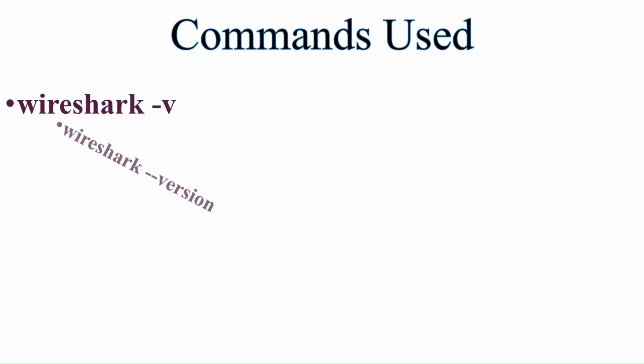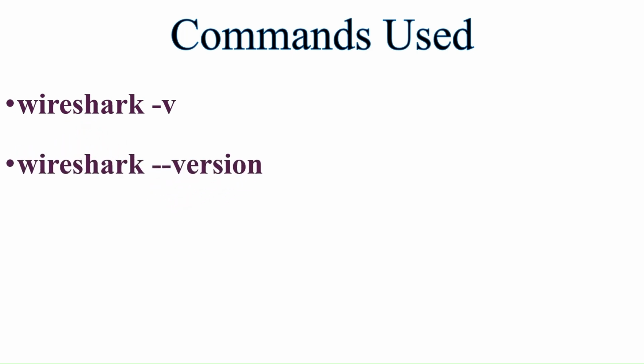So there you have it. 5 easy ways to check the version of Wireshark on Linux. Whether you prefer the terminal or the graphical interface, there's an option for everyone.